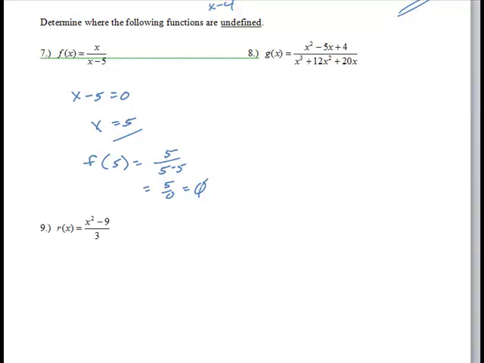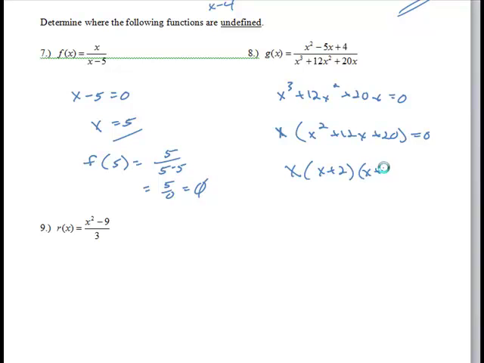So number 8, notice we're not simplifying. We're just determining where the function's undefined. So just take that denominator, set it equal to 0, and solve. It factors into x times x squared plus 12x plus 20, which factors further into x times x plus 2 times x plus 10. Set each factor equal to 0. X is equal to 0, x is equal to negative 2, and x is equal to negative 10. Three values that would make that function undefined will give us a 0 in the denominator.